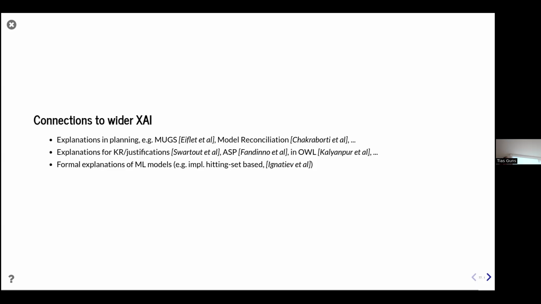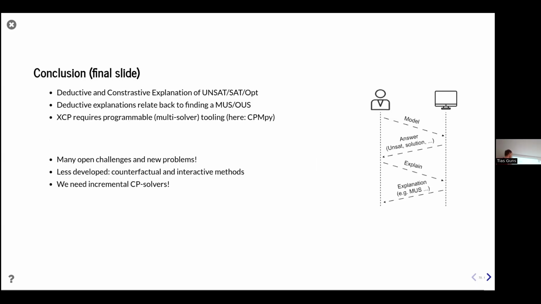What I explained here is actually part of the wider explainable AI research field. It's a huge field. There's lots of work on explanations in machine learning, but there's also work on formal explanations in machine learning. Alexey Ignatiev and colleagues use similar implicit hitting set-based algorithms to what I showed before with the ping pong. That's for formal explanation of models. In planning, very nice work: minimal unsatisfiable goal sets, model reconciliation, all of these things. And also in KR, there's been a lot of work on justification that connects to this as well.